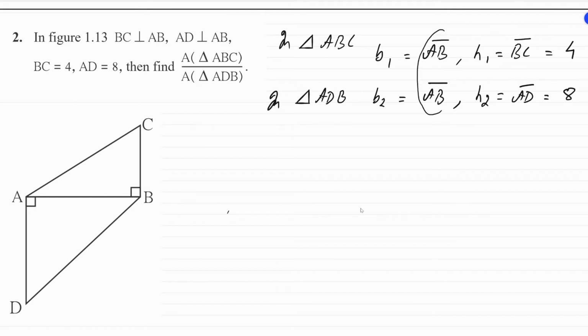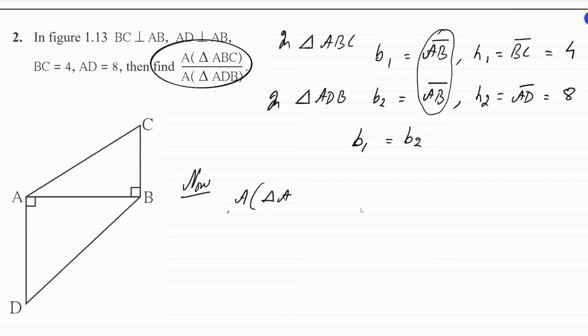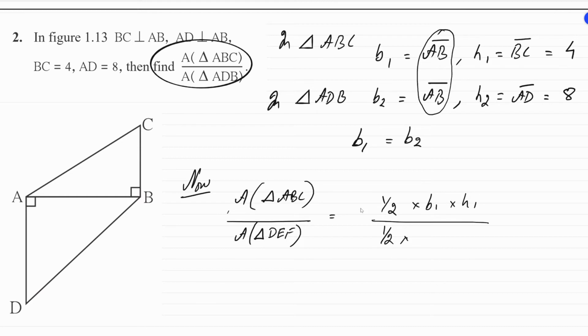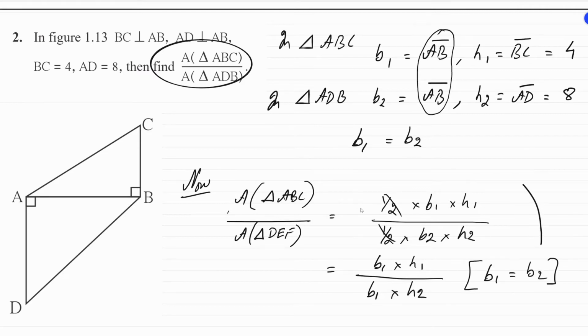Now look here, this is important. This tells me B1 is equal to B2. So now what we have to find? We have to find this. So I'm going to write it down. Area of triangle ABC ratio area of triangle DEF. Again, same thing. Okay, now half cancels, and the second thing is B1 multiplied by H1. Now instead of writing B2, I will again write B1, because B1 is equal to B2. See here.